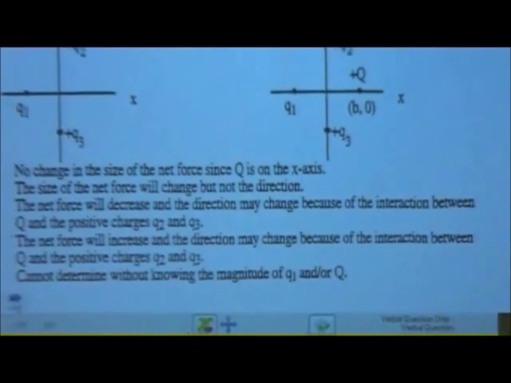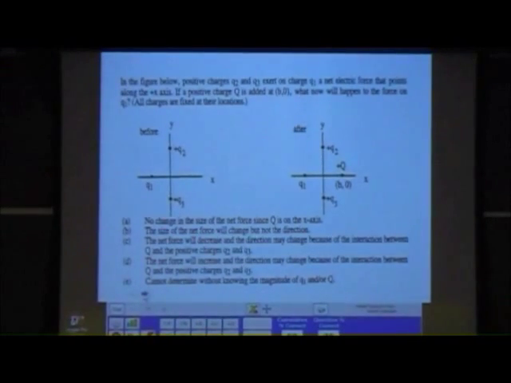Okay. It says, in the figure below, positive charges Q2 and Q3 exert on charge Q1 a net electric force that points along the x-axis. So you have two charges, Q2 and Q3, and they exert a force on Q1 that points in the positive x direction. If a positive charge capital Q, like this, is added at some point on the x-axis, what now will happen to the force on Q1? All charges are fixed at their location.